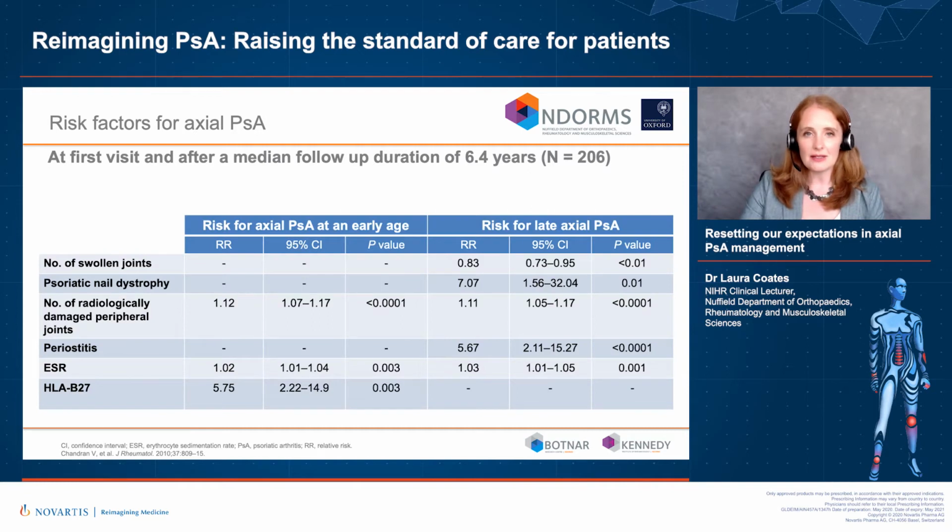So who gets axial psoriatic arthritis? This slide shows some of the recognized risk factors, again taken from the cohort in Toronto. This is looking at patients when they were first diagnosed and also when they were followed up quite a number of years later. You can see here that there's a higher risk in those with nail dystrophy, those with more damaged peripheral joints, so more severe disease overall, and, potentially unsurprisingly, with an elevated ESR and with HLA-B27, given the association with axial symptoms.